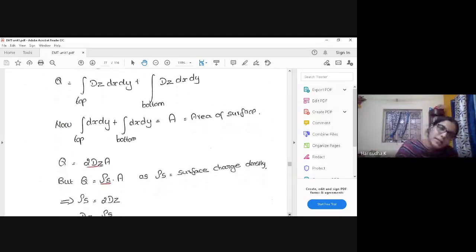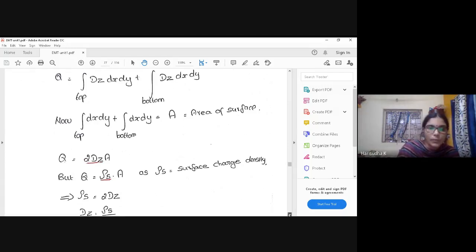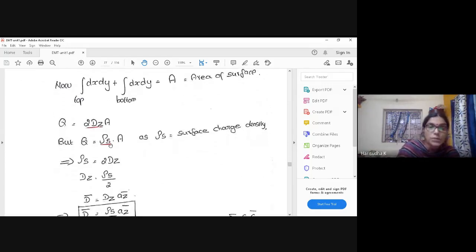So instead of the integrals of dx dy, we can have the parameter area, which is represented by the capital letter A. Here one Dz is there, here one Dz is there, so it is twice Dz. So your charge Q will be equal to 2 Dz A. But we know that charge Q is equal to rho s times A, where rho s is the surface charge density. But we have derived the equation Q is equal to 2 Dz into A.